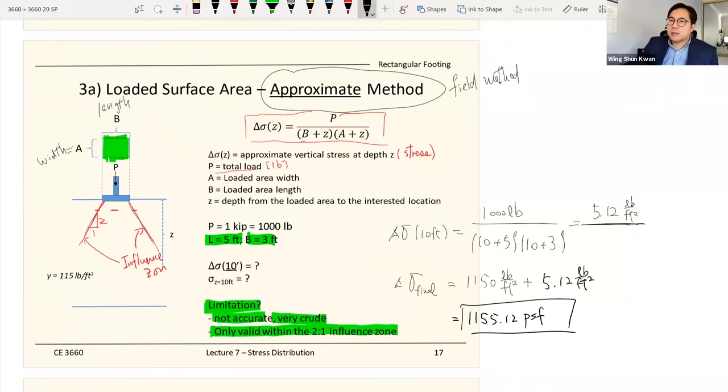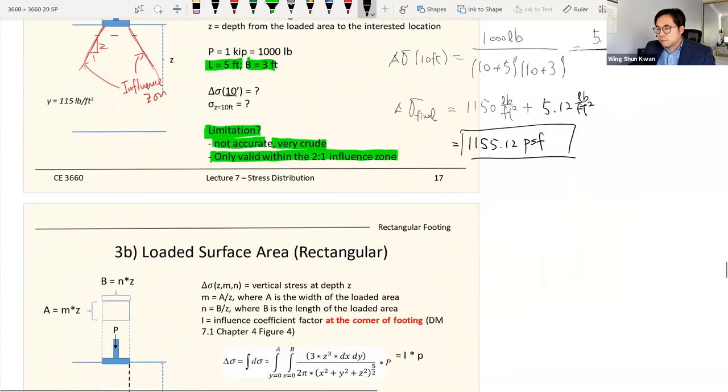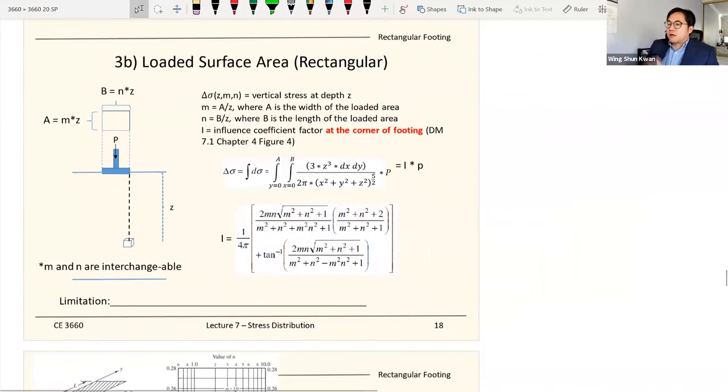It's not so accurate, but something you can work out quickly if time is pressed, or if you are working in the field, this is a very good quick way to find the answer. So moving on. If we want to find the true answer, I mean, a more accurate one, I can't say it's true because there are a lot of assumptions behind setting up these closed form solutions too.